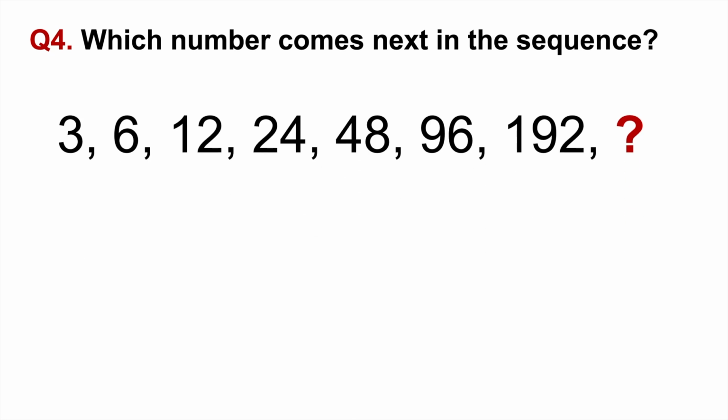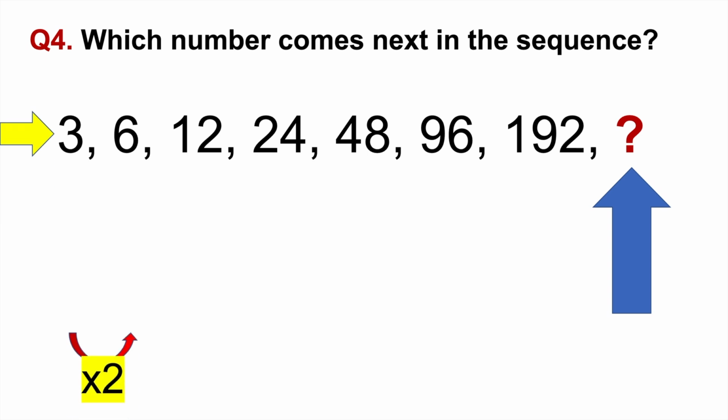So we are given a sequence of numbers. Starting from the left and working across to the right, we have 3, 6, 12, 24, 48, 96, 192, and we have to calculate which number comes next in the sequence. So my advice is to always start on the left-hand side and then look for a pattern. So straight away, I can see a pattern. And the more practice you do of these questions, the better you will get at identifying the patterns.